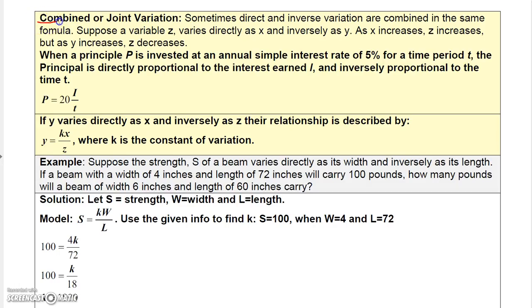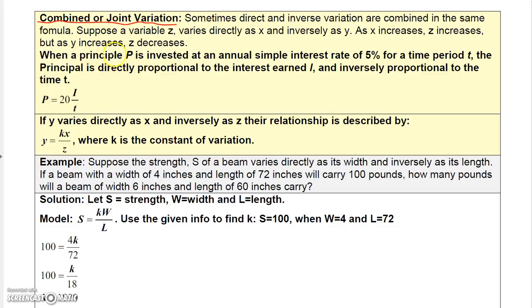There's another type of variation called combined variation or joint variation. Sometimes you might have direct and inverse variation combined in the same formula. So, suppose a variable z varies directly as x but varies inversely as y. So as x increases, z increases, but as y increases, z decreases.